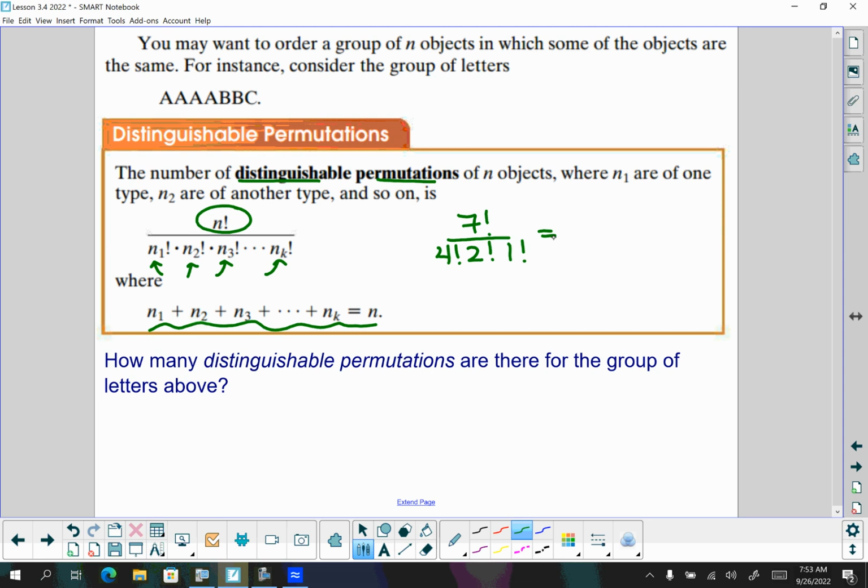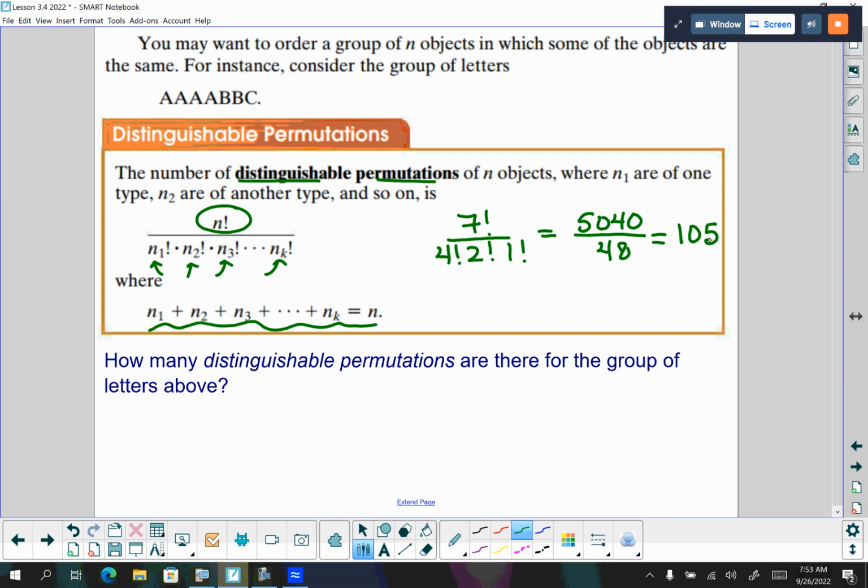So 7 factorial on the top gives me 5,040. In the denominator, if I multiply 4 factorial times 2 factorial, I get 48. And then I just divide them, which is 105. So there's 5,040 ways to arrange them, but only 105 will look different. Okay, make sense? Okay.